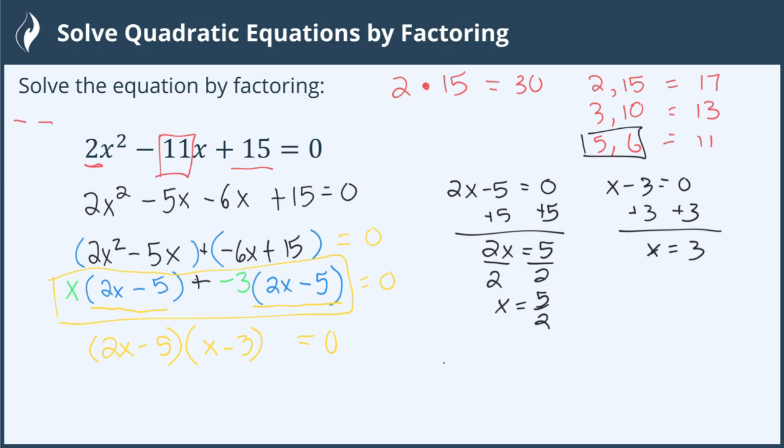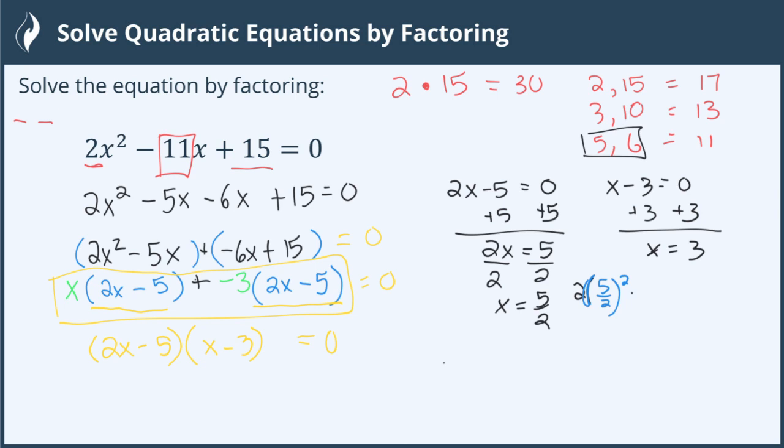Now the thing that we need to do after this is check our answer. It is a bit of work to check the fraction out, but it works out quite nicely. So I'm going to do that one for you. You go back to your original equation and you substitute in your factor. My original equation was 2x squared, so I'm going to substitute my 5 over 2 in for my x.